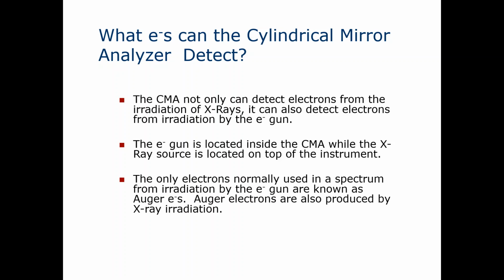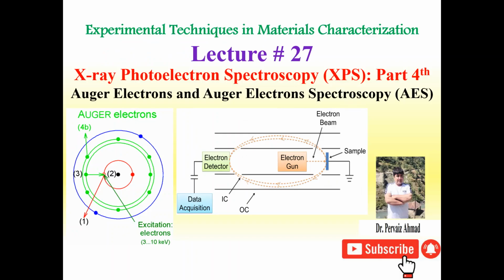The only electrons normally used in the spectra from irradiation by the electron gun are known as Auger electrons. Auger electrons are also produced by X-ray irradiation. So what are the outer electrons, and what can we get in terms of spectroscopy from them? That we will discuss in the next lecture.